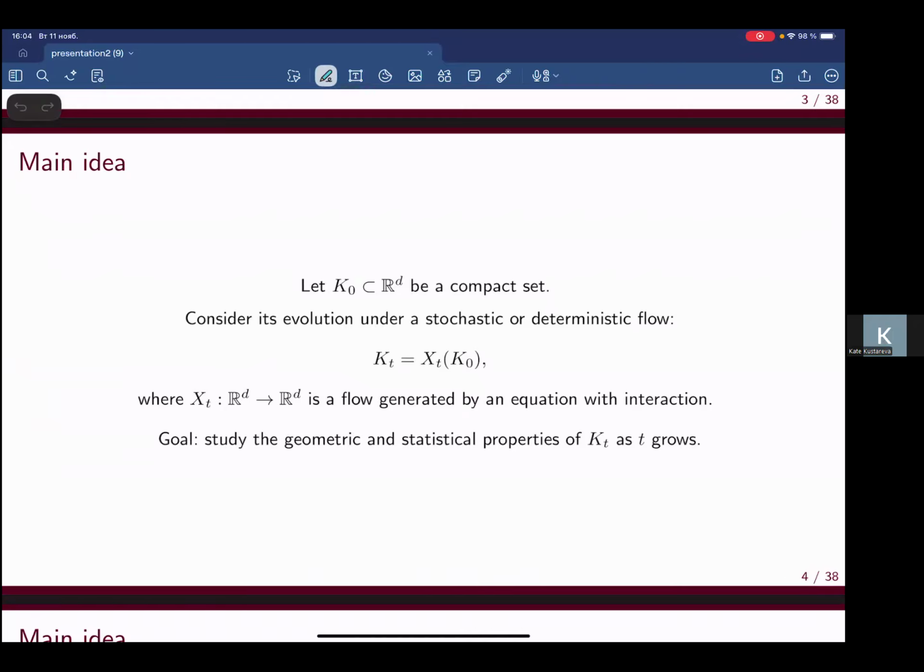Instead of focusing on individual trajectories, we can treat the whole collection of initial points as a compact set K_0 from R^d. And as the system evolves in time, this compact set moves under the flow X, producing a family of images, K_t. So this formulation allows us to analyze how the shape and structure of the set change over time.